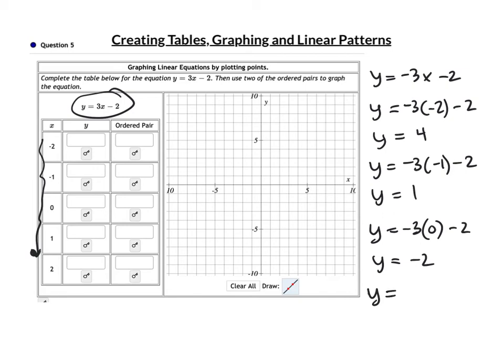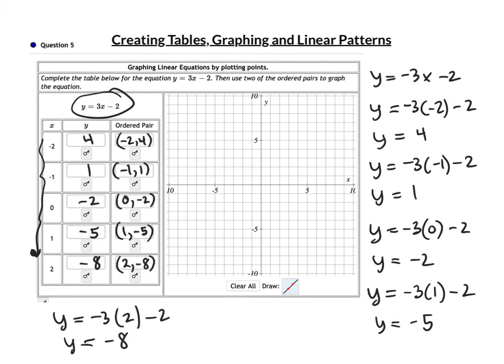And the next value is 1. Negative 3 times 1 minus 2. That's negative 3 minus 2, which is negative 5. And we'll take and plug in 2. Y equals negative 3 times 2 minus 2, which is negative 6 minus 2, or negative 8.